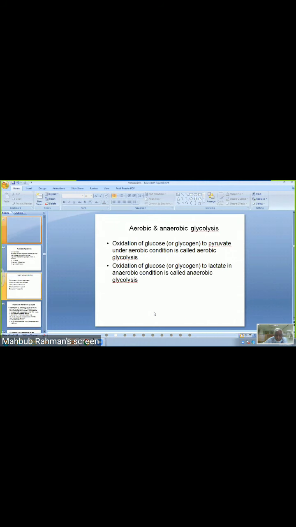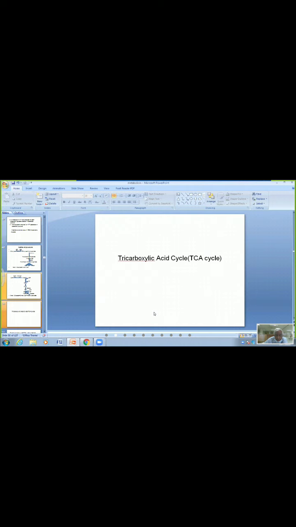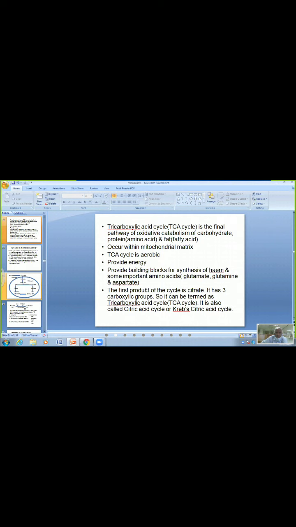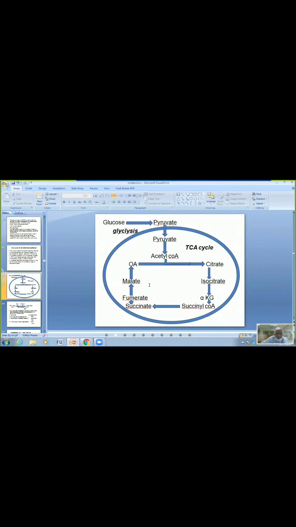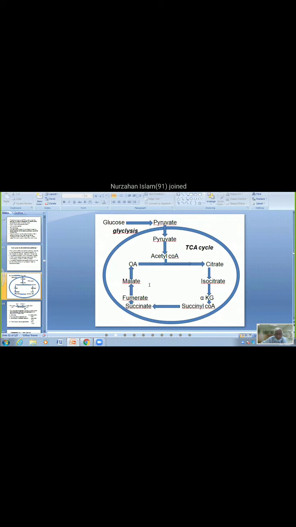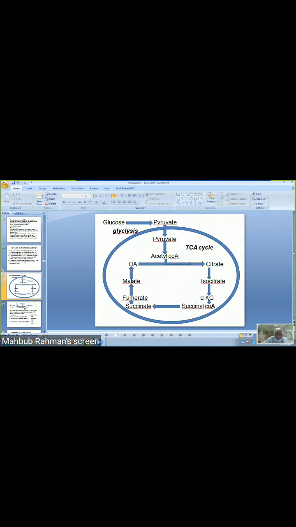So we are again concentrating on the TCA cycle. The important steps, or outline, of the TCA cycle are very easy to remember. Pyruvate enters the mitochondrial matrix. The enzymes of the TCA cycle are within the mitochondrial matrix, so the reactions of the TCA cycle take place within the mitochondrial matrix.